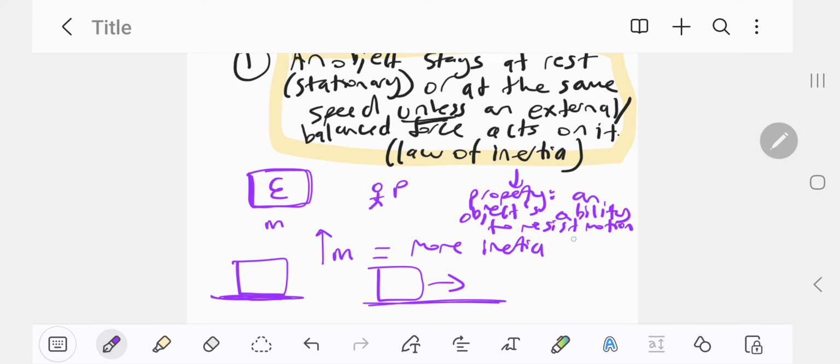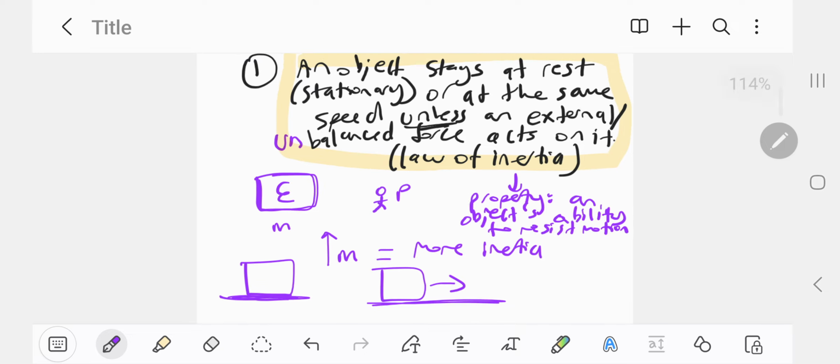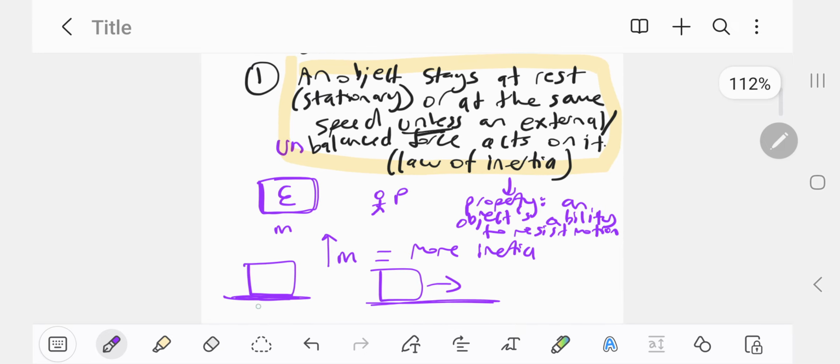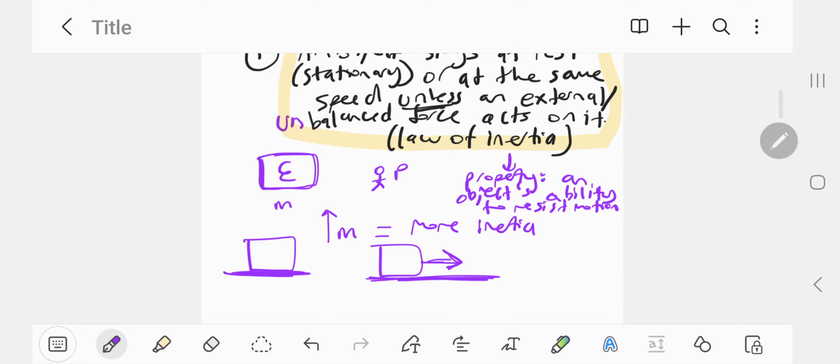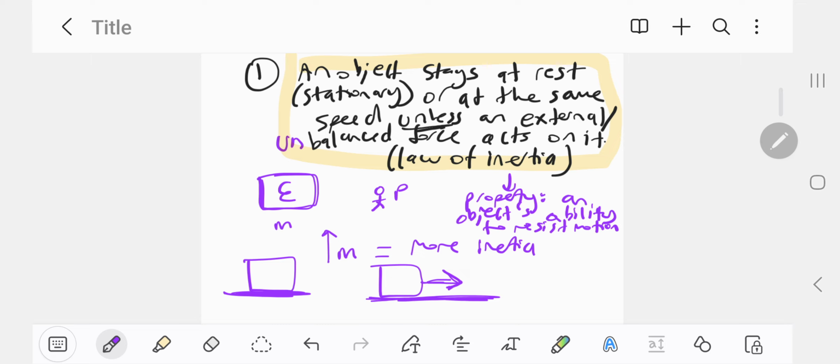If an unbalanced force comes along and disrupts its motion, then the object will no longer be doing what it's doing. So that's Newton's first law. Objects will do what they're initially doing, unless something comes along, an external, outside force that's unbalanced, to get it out of its current state of motion.